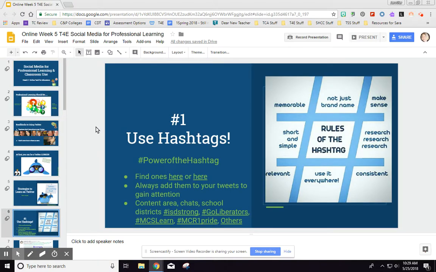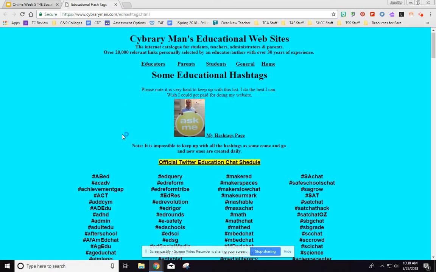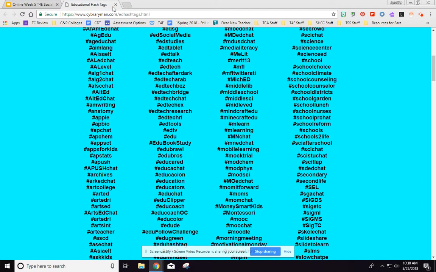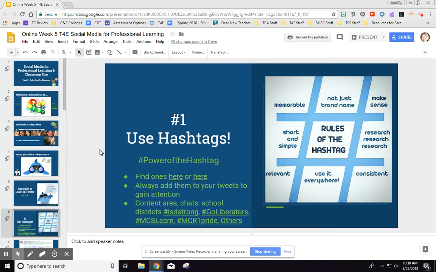The first thing that is really important is to use a hashtag. There are so many different hashtags out there. People use them to draw attention to their tweets and also to connect with people. I have added some links on this presentation, which you will have access to, from people who curate hashtags that are useful and that people use a lot. And here's another one. This is a whole database of hashtags. You can click on those if you would like.